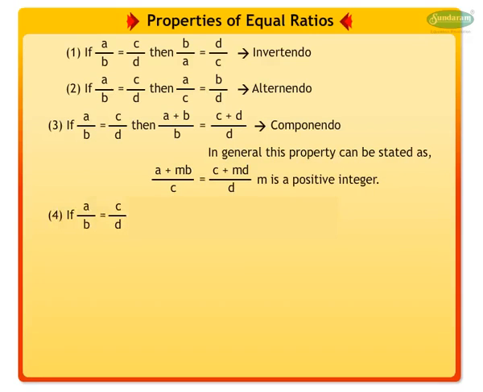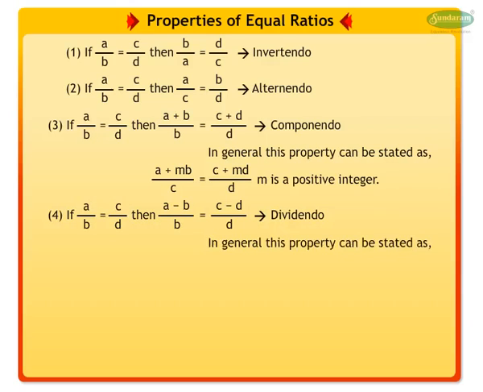4. If a/b = c/d, then (a−b)/b = (c−d)/d. This property is called dividendo. In general, this property can be stated as (a−mb)/b = (c−md)/d, where m is a positive integer.